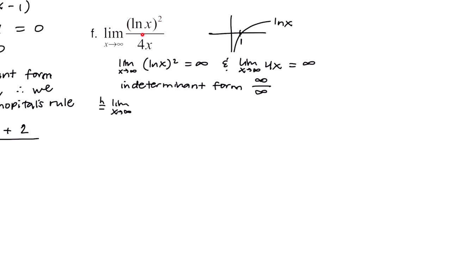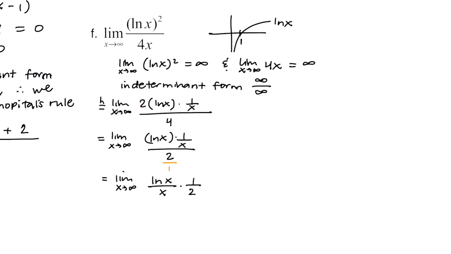To take the derivative of the numerator, we're going to use the chain rule, so we're going to bring the 2 to the front, leave the inside the same, subtract 1 from the exponent, and then we're going to times by the derivative of the inside. The derivative of ln of x is 1 over x. And then we take the derivative of 4x and we just get 4. The 4 and 2 reduce. And then I rewrote this as ln of x over x, and then we times by, instead of 2 over 1, you times by 1 over 2. So we get ln of x over 2x.